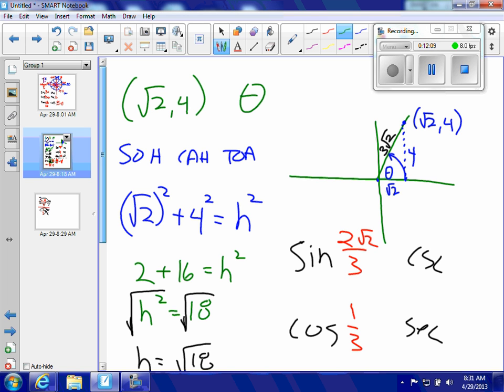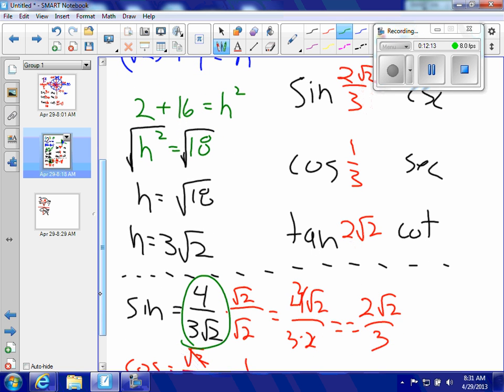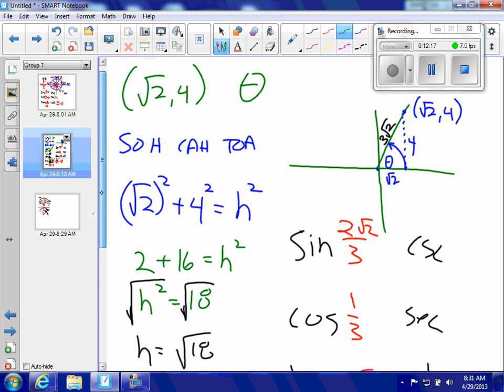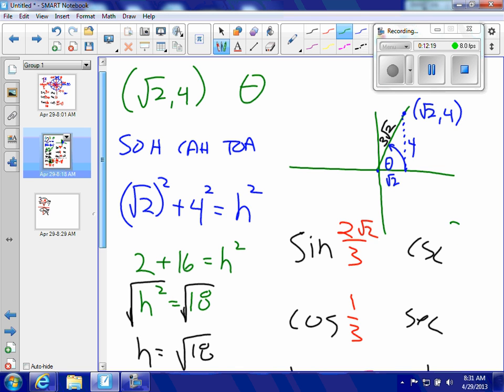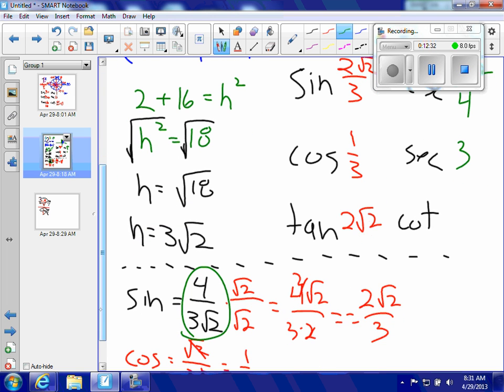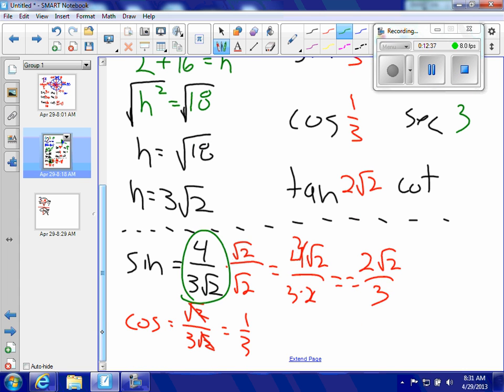Okay. So cosecant, I just go back to my sine, and I have 3 radical 2 over 4. I just take the reciprocal of that. So I have 3 radical 2 over 4. My secant is the reciprocal of my cosine. There's nothing to rationalize there. So my secant is going to be 3. And my tangent is going to be, let's see, what do I have as tangent here? Radical 2 over 4.